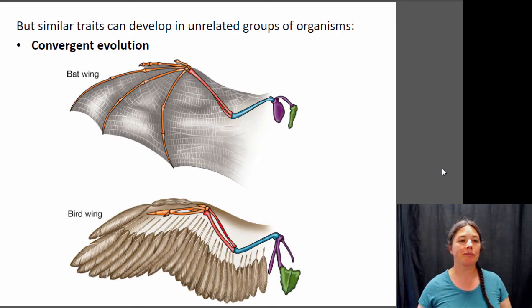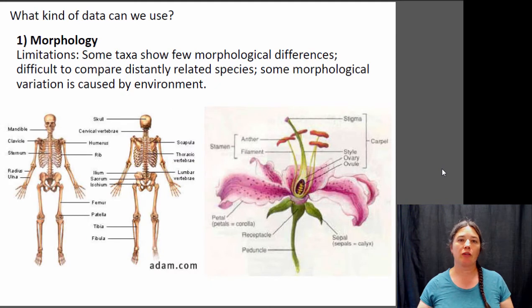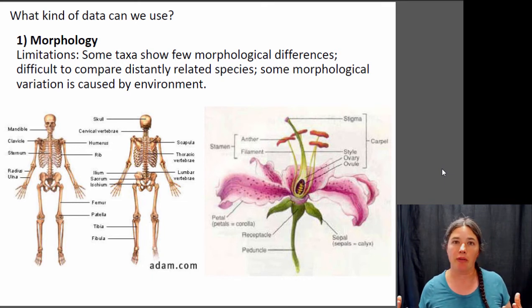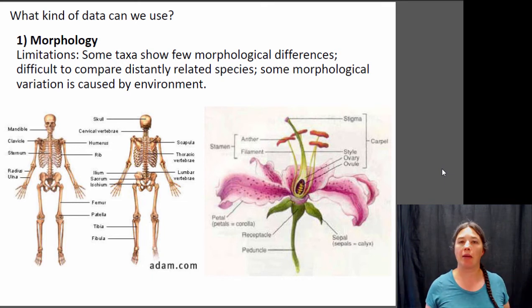Okay? All right. So what kind of data can we use to make a tree? Well, traditionally, we use morphology. Morphology is basically just the physical characteristics of organisms, and that's basically what we had when we first started building phylogenetic trees. We only had morphology really to work with. And so that was what was used for many, many years.